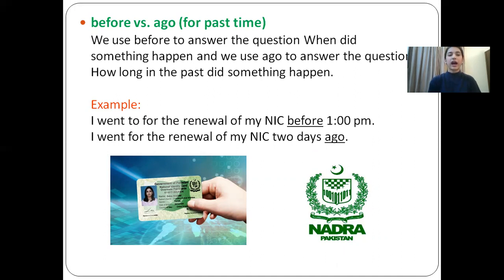For example, I went for the renewal of my NIC before 1 p.m. It tells you when I went. I went before 1 p.m. Now, the second one is, I went for the renewal of my NIC 2 days ago. How long in the past did I go for the renewal of my NIC? 2 days ago. So these are the examples of before and ago.